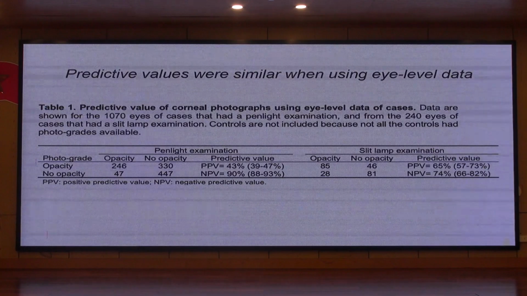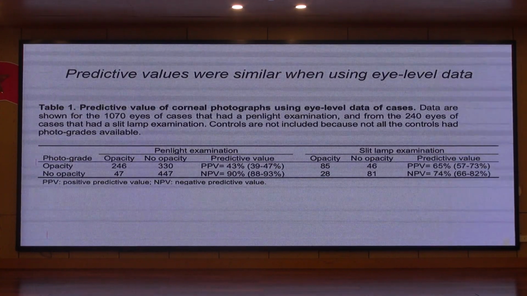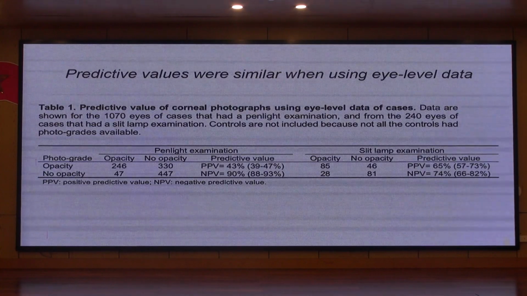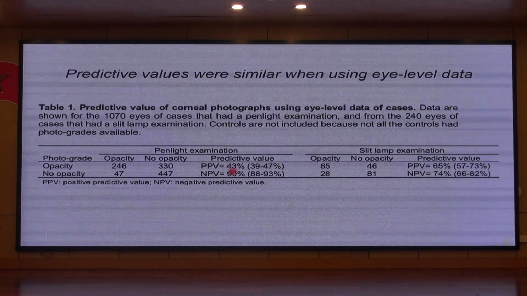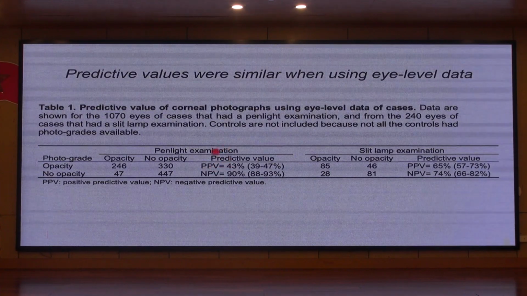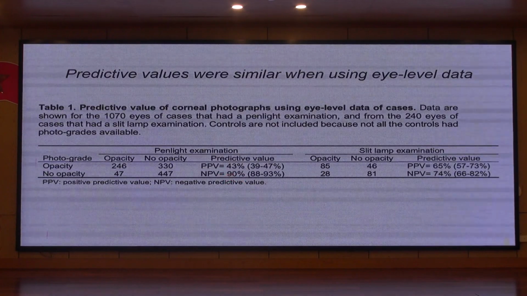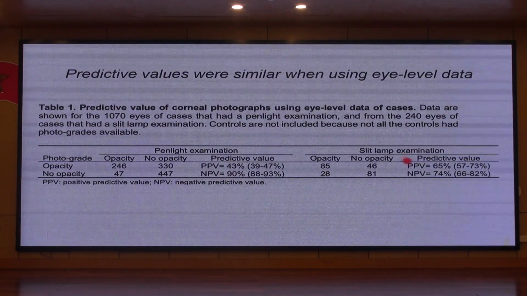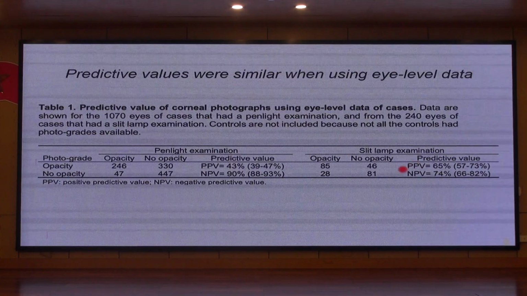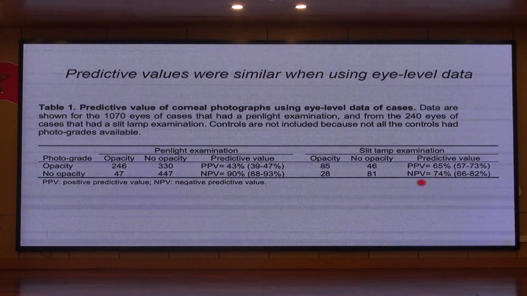And when we look at the data at the eye level, we got similar results for the predicted value of corneal photographs. So at the eye level, the positive predicted value of the corneal photographs using penlight exam is 43%, and negative predicted value is 90%. And when we use the slit lamp exam as the reference standard, the positive predicted value is 65%, and negative predicted value is 74%.